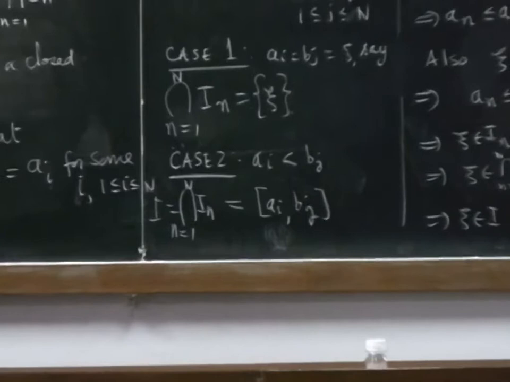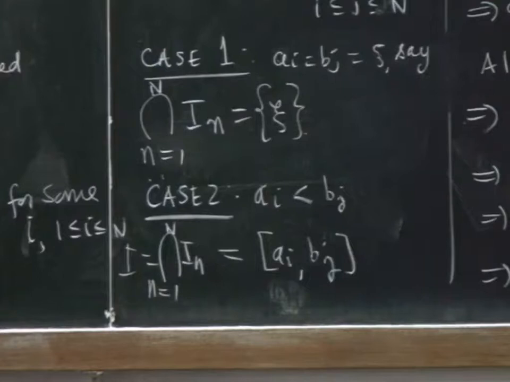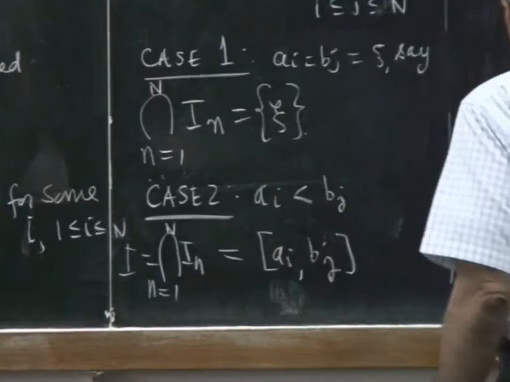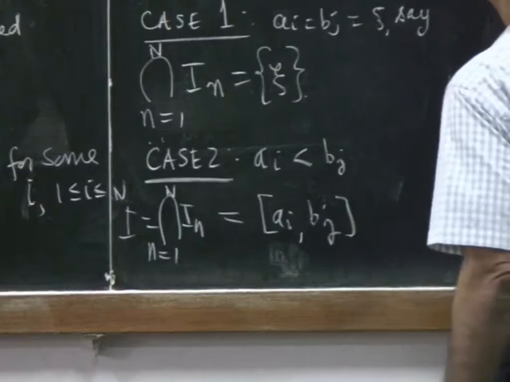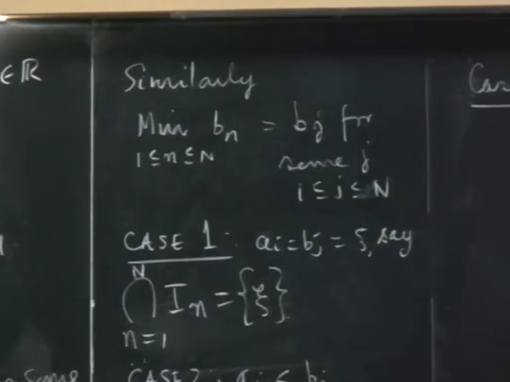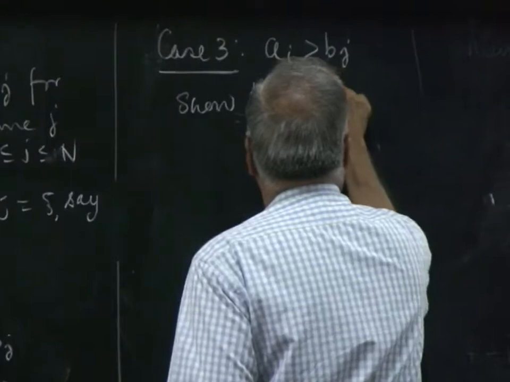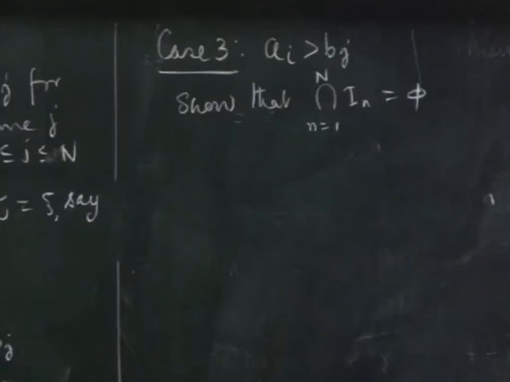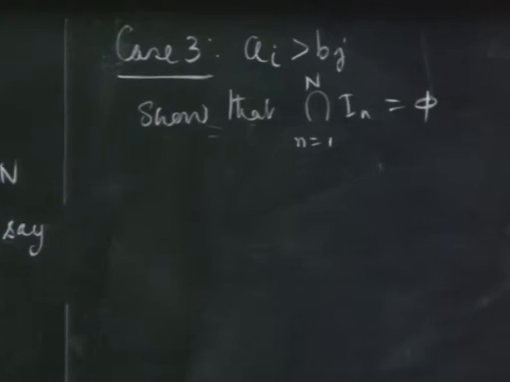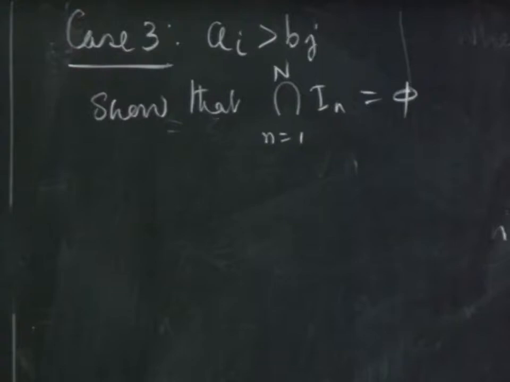Okay. Now what is case 3? Ai is greater than bj. Now that you have understood what is going on, I am going to leave it as an exercise. Ai greater than bj, show that the intersection of In for n equal to 1 to n is empty. See why. Similar arguments you can put together and get the result. So what is the conclusion? If we start with a finite number of closed intervals, their intersection will be either a singleton or a closed interval or empty. So that is what I am going to summarize as property 1.